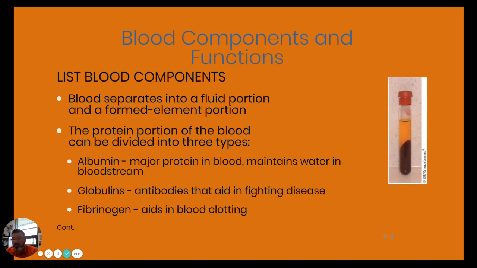So let's look at the list of blood components. Certainly, when we talk about the circulatory system, blood separates into a fluid portion and an element portion, just as you see in the diagram on the right. If you take a sample of blood and put it into a spinner machine, it'll separate out the albumin, which is the major protein in blood and maintains water in the bloodstream, globulins, which are your antibodies that help you fight disease, and then fibrinogen, which is the blood clotting agent, which is, of course, very, very important.